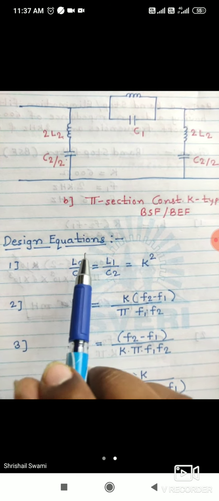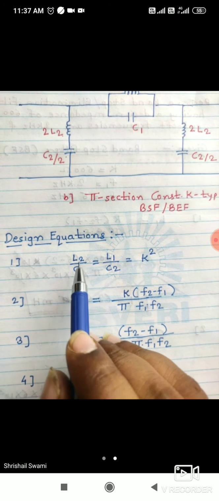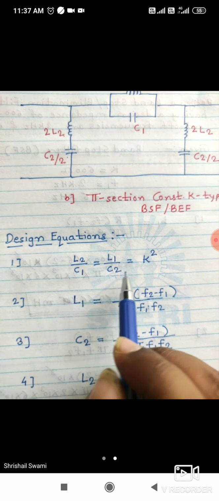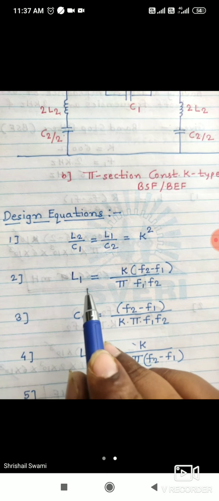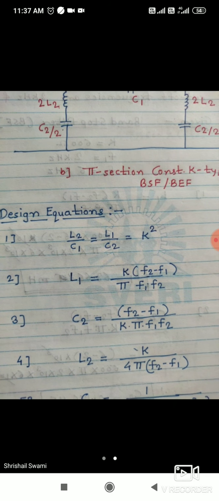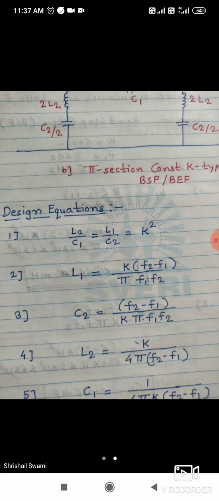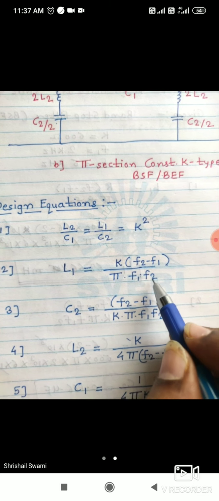Now the design equations. These will be common for band pass as well as band stop. So L2 by C1 is equal to L1 by C2 is equal to K square. You can remember one equation, and from that you can get all the other equations. So L1 is equal to K into F2 minus F1 divided by pi into F1 into F2.